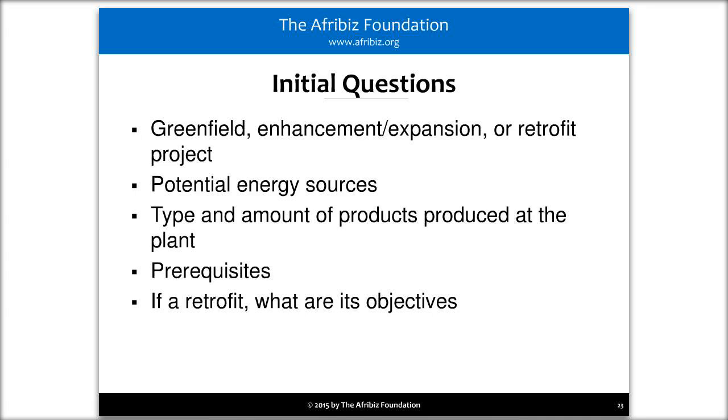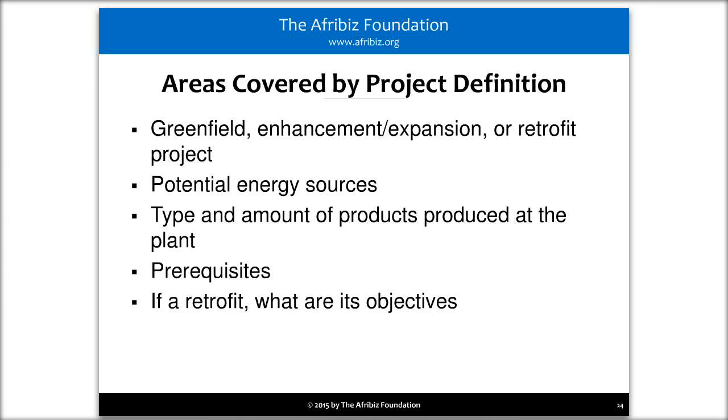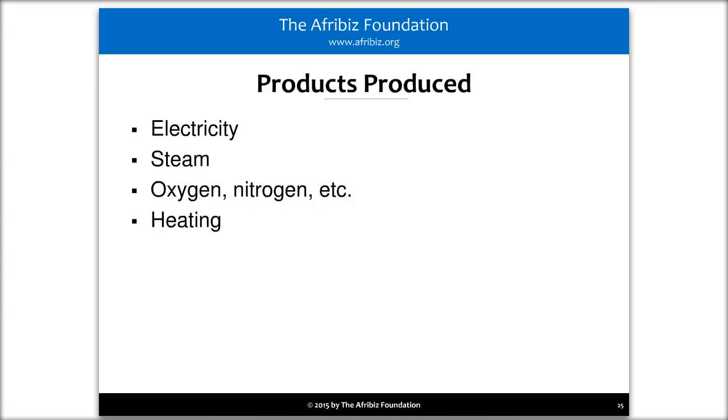Okay, now let's break this down. Products produced: electricity, steam, oxygen, nitrogen, heating. These are typical products produced. There may be other byproducts, for example, from the waste. With coal and how it's used, you could develop some chemicals as a byproduct. So basically, you want to have an idea of what different products there are. Just like, for example, what is your product or service offering?